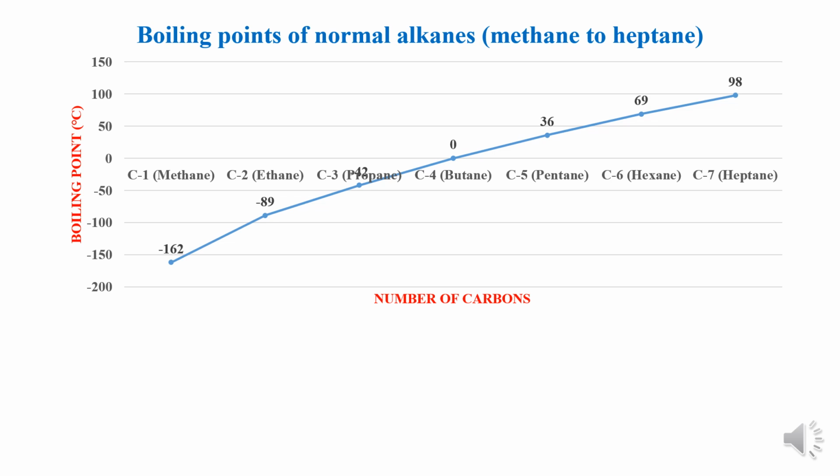Now here is a graph depicting the impact of the number of carbons on the boiling point of normal alkanes, that is from methane to heptane. So we are considering the first 7 alkanes in the homologous series. The graph clearly depicts that with the increase in the number of carbons, there is a corresponding increase in the boiling point.